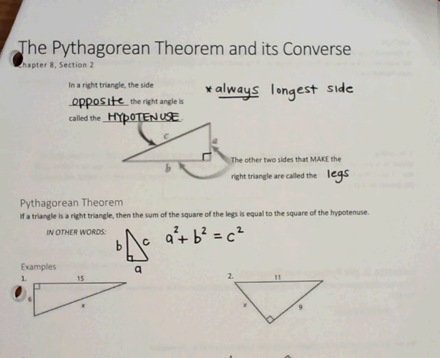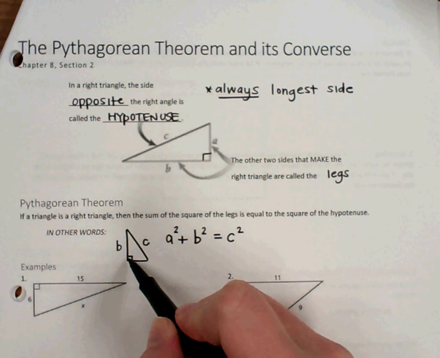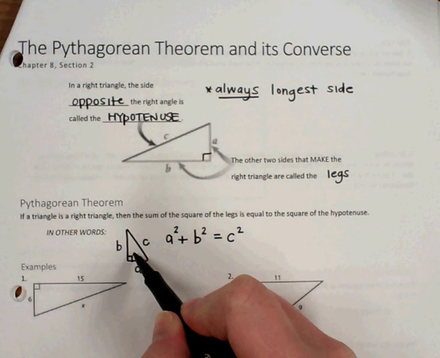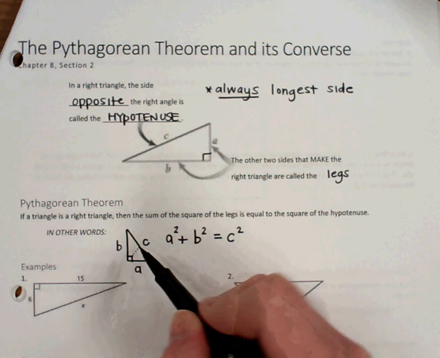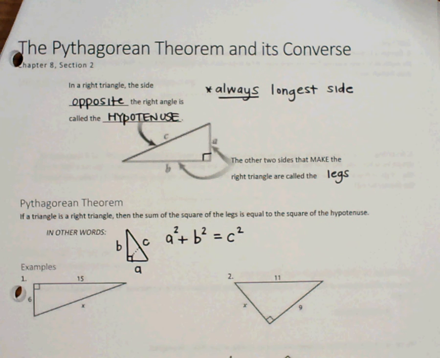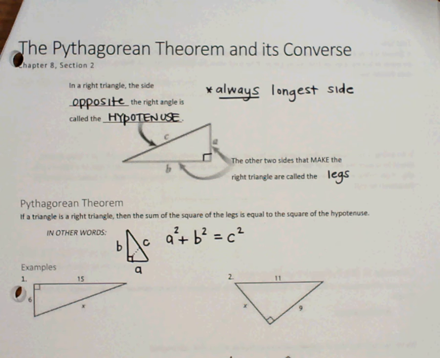So when we're labeling our right triangles, you always want to label C first. Think about what side we have to travel all the way across the triangle to get to. Which side doesn't touch that right angle? That's our hypotenuse, that's our C value. And then between A and B, it doesn't matter which is which.